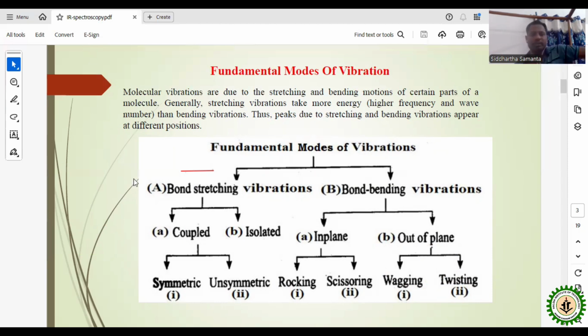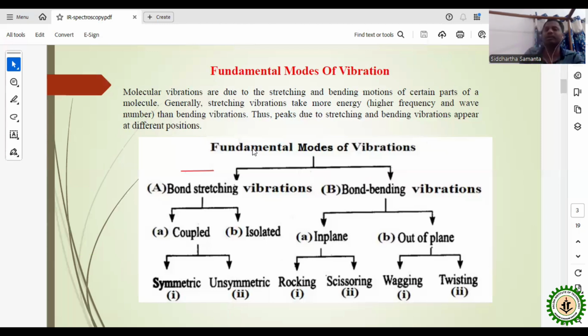Stretching vibration means the bond stretches like a spring, and bending is this type of bending mode. Stretching requires more energy compared to bending. Stretching is also of two types: coupled stretching and isolated stretching. And bending is also of two types: in-plane bending and out-of-plane bending. So these are the several types of bending and stretching modes present.